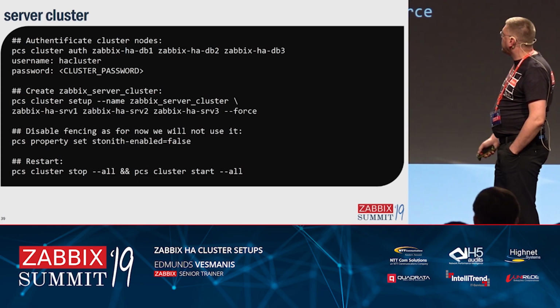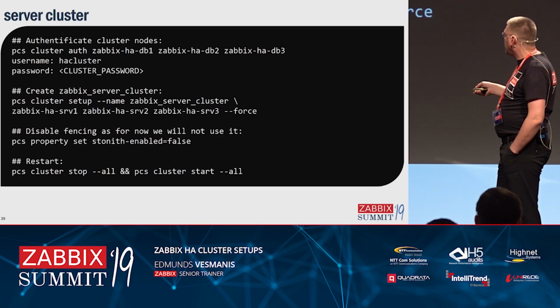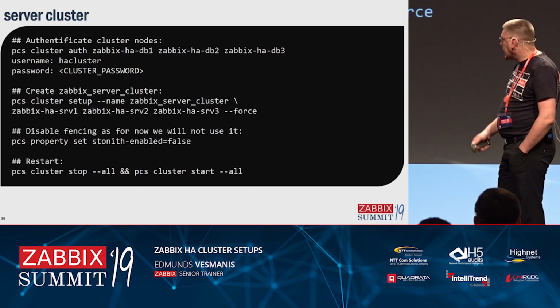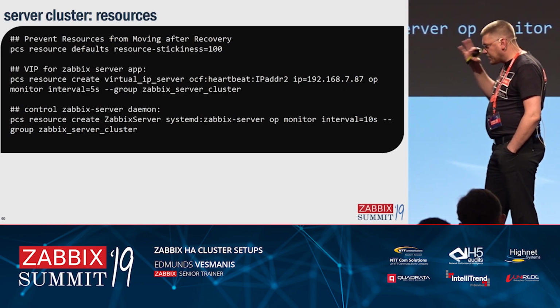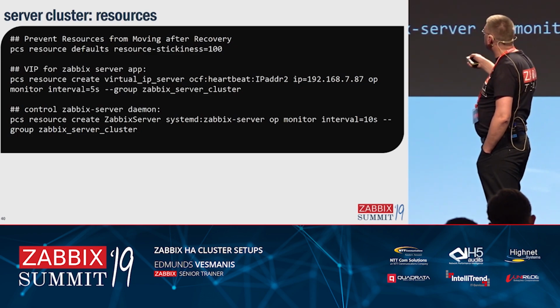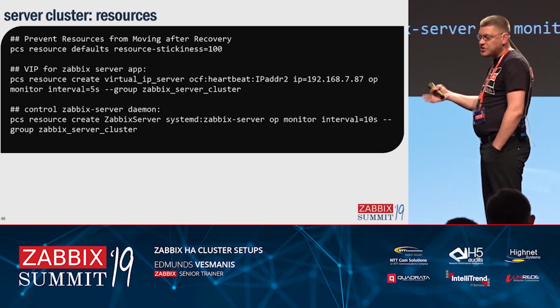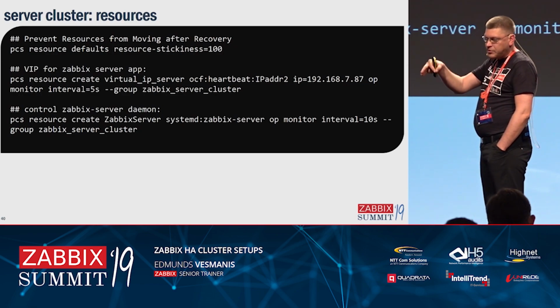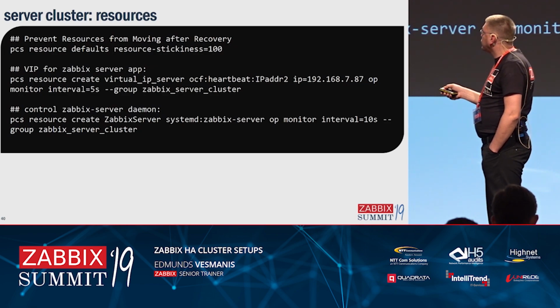When it's done, we authenticate the nodes again, we create our server cluster, and we disable STONITH for fencing. When it's done, restart the cluster, so reload the certificates and authentication things. And again, we switch on stickiness. So if we migrate resources manually, the virtual IP address and Zabbix server binaries will be started on a particular node. And we are ready to introduce our resources.